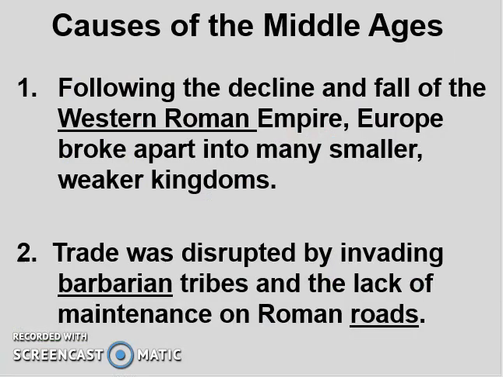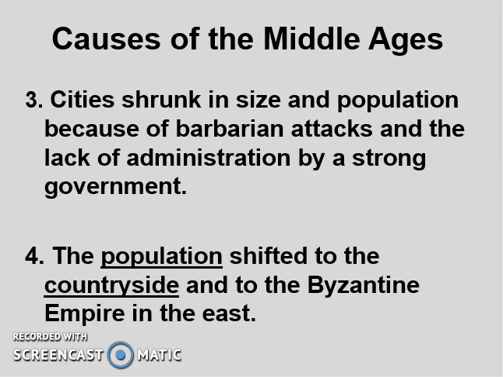So causes of the Middle Ages. Following the decline and fall of Western Roman Empire, Europe broke apart into many smaller, weaker kingdoms. We're going to cover this even more closely. Trade was disrupted, the second reason, by invading barbarian tribes and the lack of maintenance on Roman roads. So areas could not trade with one another because of these invasions. And so people weren't given access to as many goods as they were previously.